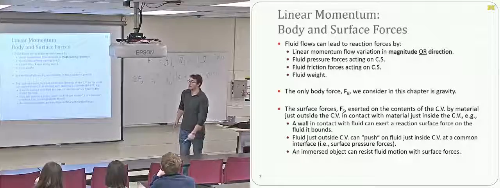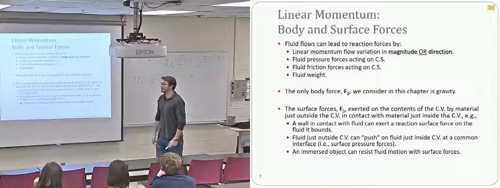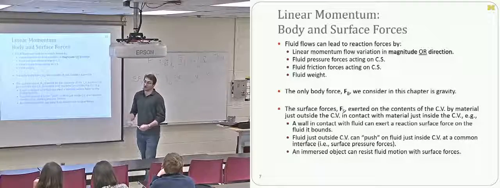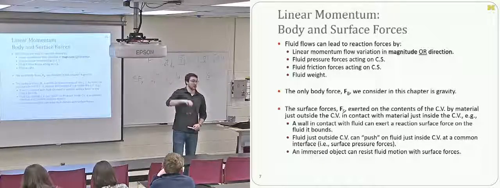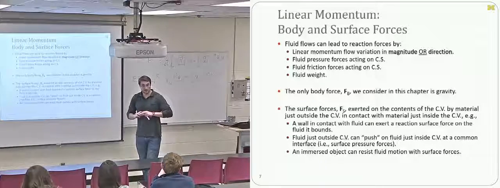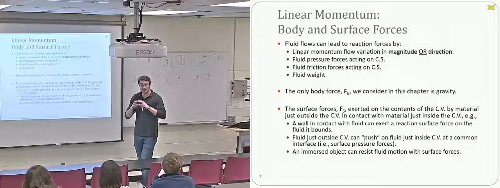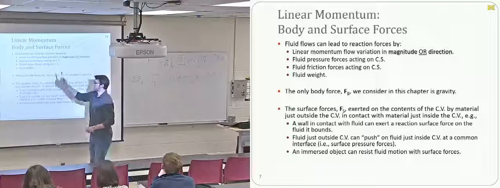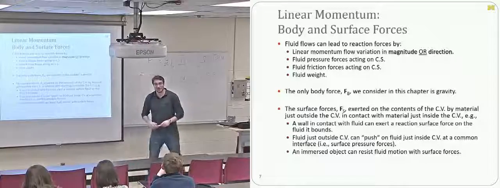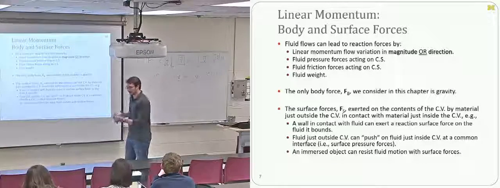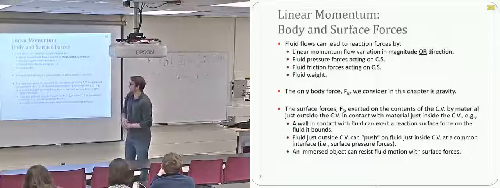For example, if you're talking about flow through a pipe, you're going to have to use usually Bernoulli or something to figure out what the pressures are on the inlet and outlet of the pipe and consider those in addition to the change in momentum. You can have fluid friction forces. Again, the walls of the pipe may have some friction coefficient with the fluid that's flowing through the pipe, and you need to account for the shearing influence on the fluid.